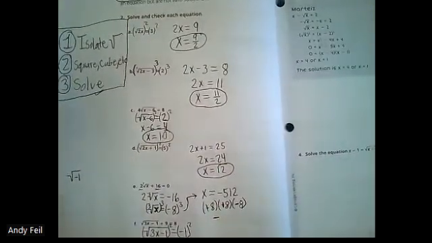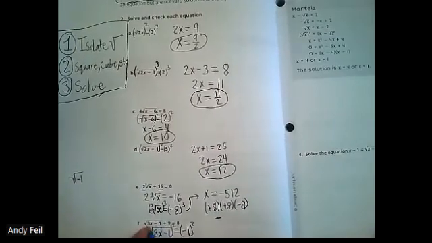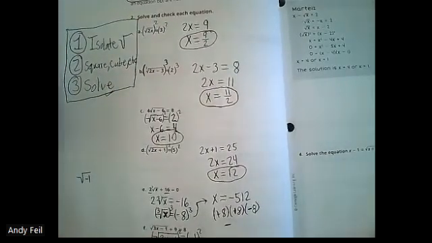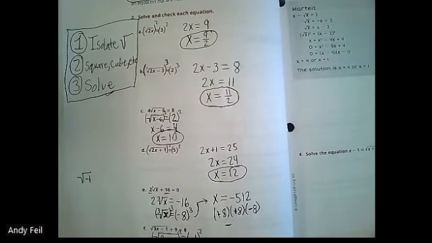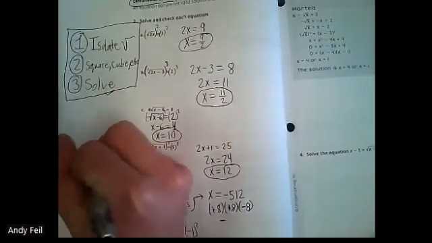If I had taken, say, a number and plugged it back in and it gave me the square root of a negative number, it would be an extraneous solution because it's not going to make it a real number, right? So just keep that in mind. That's not going to come into play today, but I just wanted you to know about it.